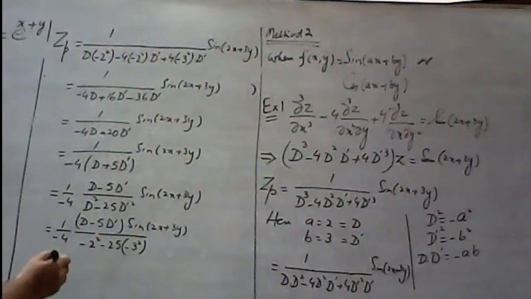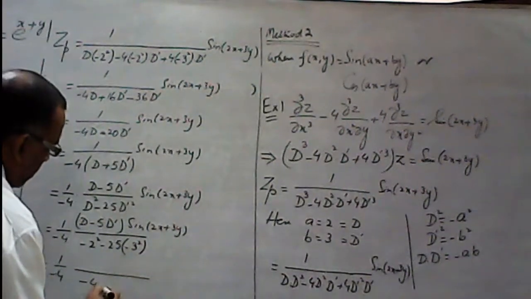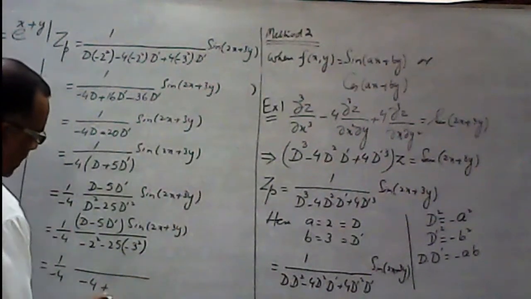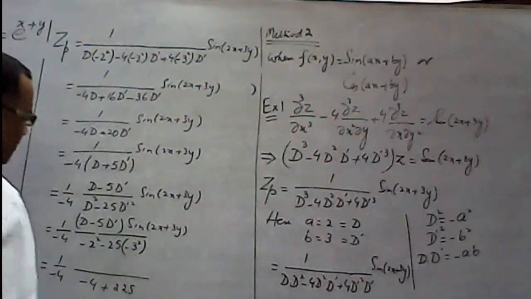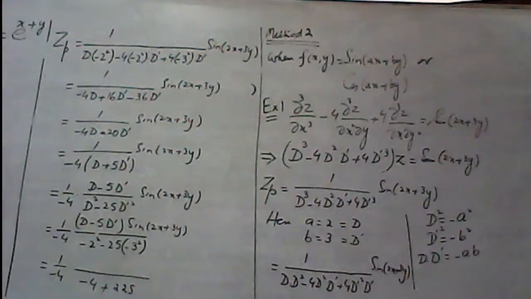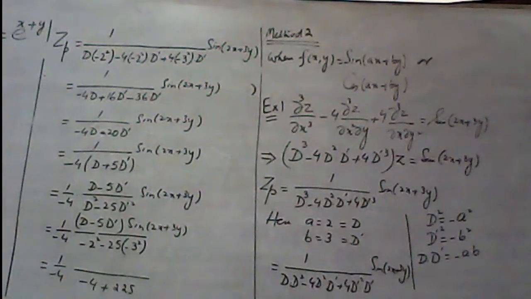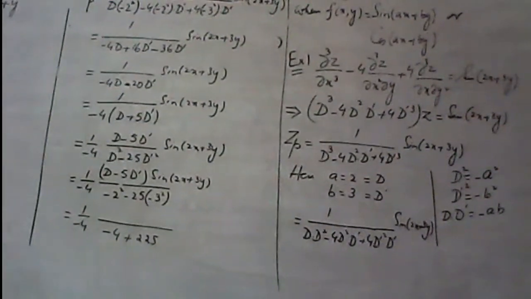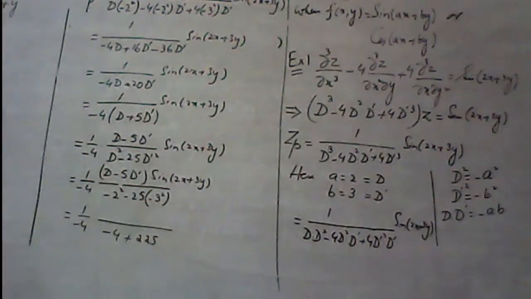Then denominator will become minus 4 and minus minus plus 25 nines are 225. Then it is important to focus on this step now. In numerator, this bracket will be applied on sin.